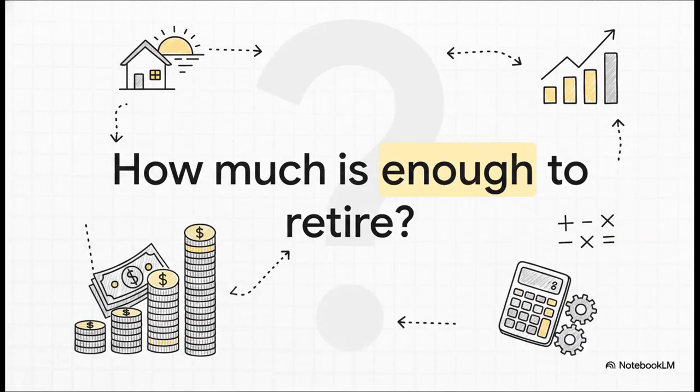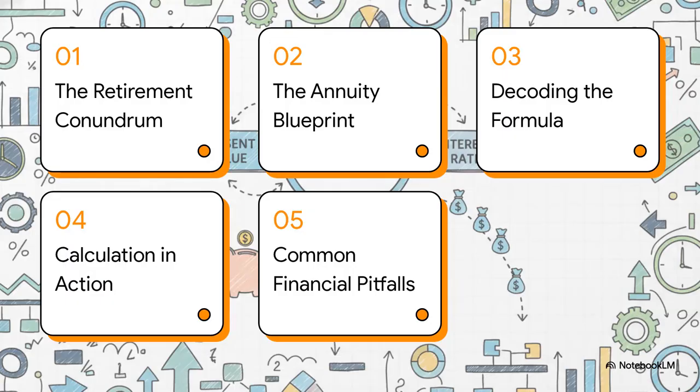So let's start with a question that, trust me, every single one of us has to confront eventually. How much money is enough to actually retire? This isn't a number you can just guess at or hope for the best. It's a figure that we can and must calculate with a great deal of precision. And the concept we're talking about today, the present value of an annuity, is exactly how we're going to do it. To get to that answer properly, here's the roadmap we'll follow.